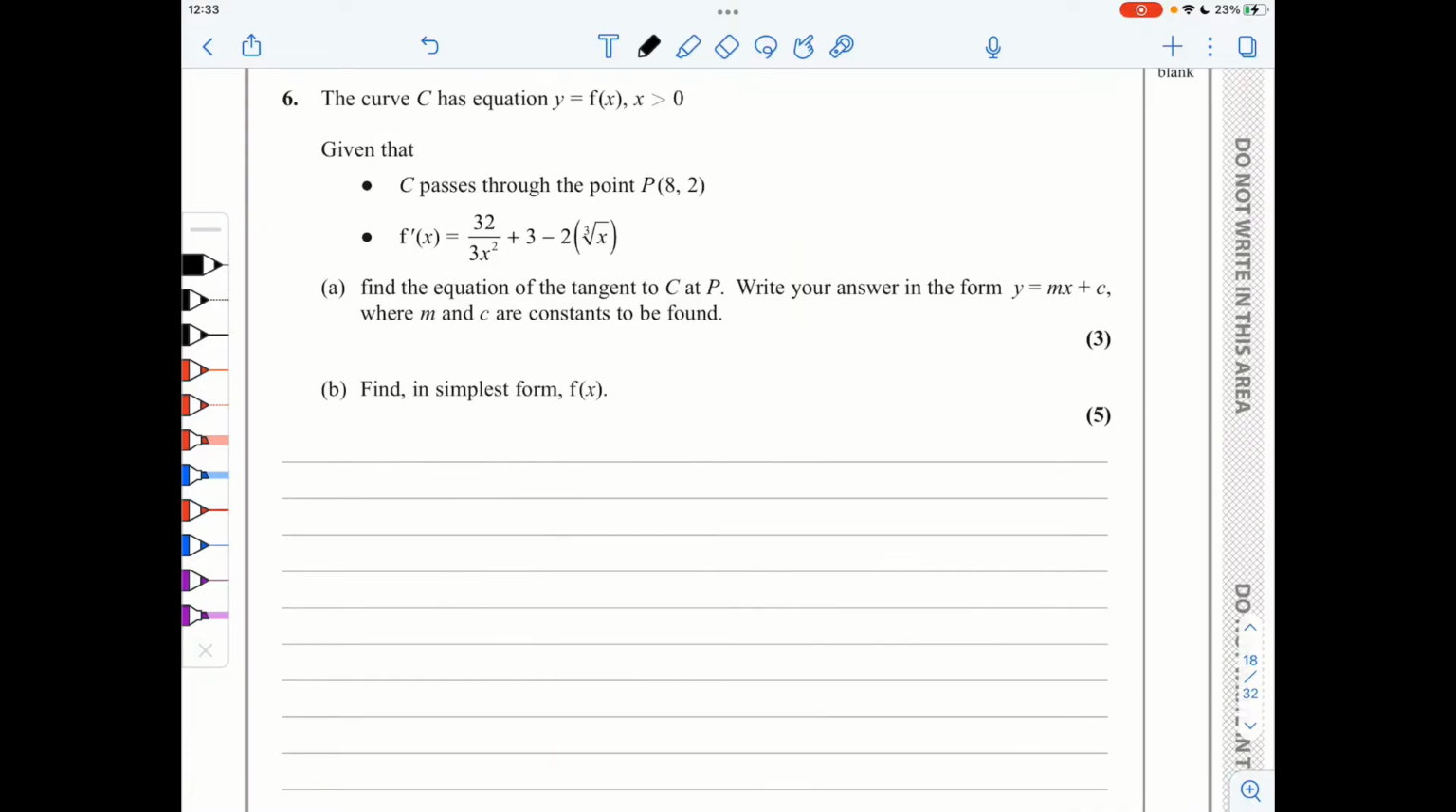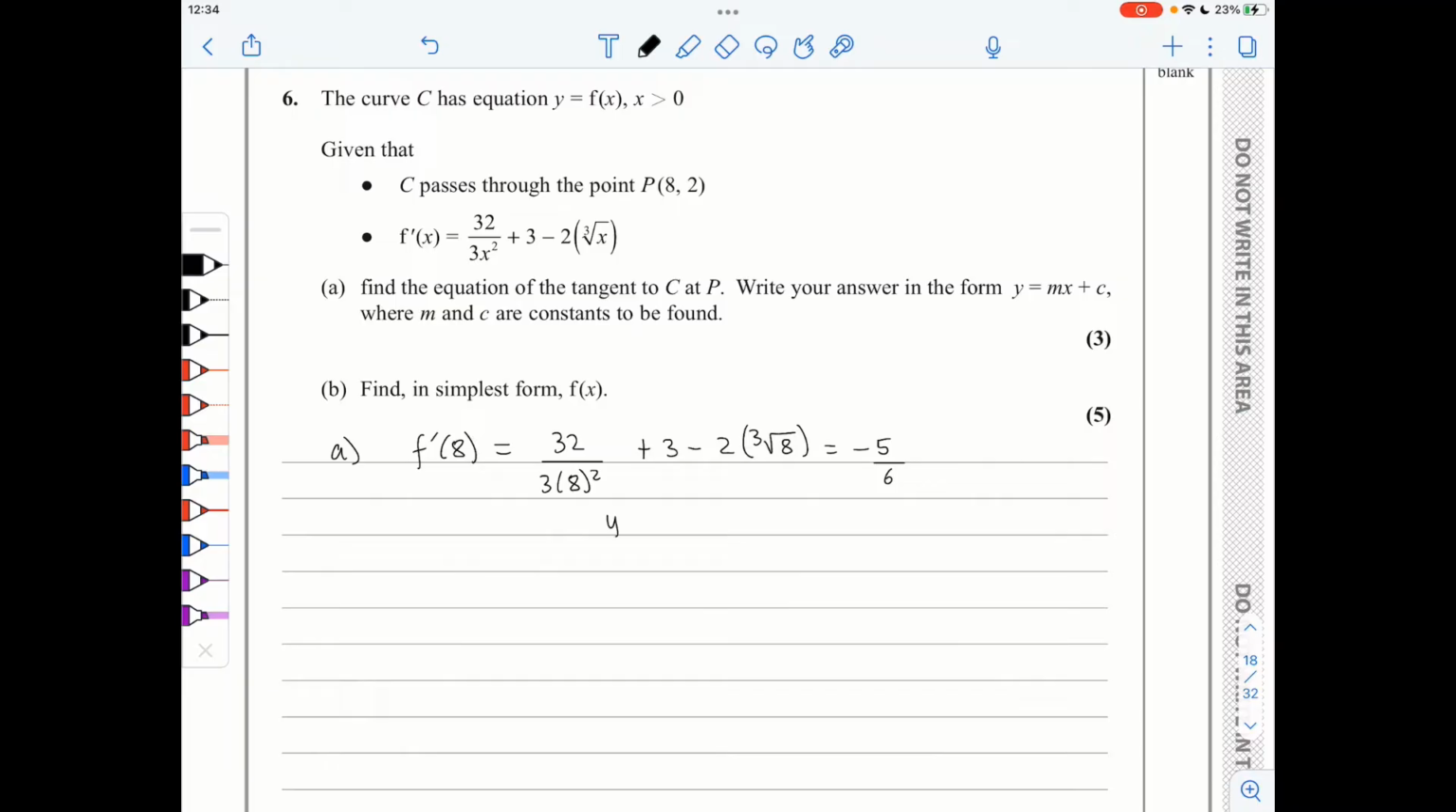In question 6, we're being given this curve C with equation y is f of x. We have been told that it passes through the point 8, 2. We have an expression for the derivative function, and we need to find the equation of the tangent to C at P, giving our answer in the form y is mx plus c. So I will start by finding f dash of 8. This will be the gradient of the tangent at x is 8. So 32 over 3 times 8 squared plus 3 minus 2 times the third root of 8. This turns out to be minus 5 over 6.